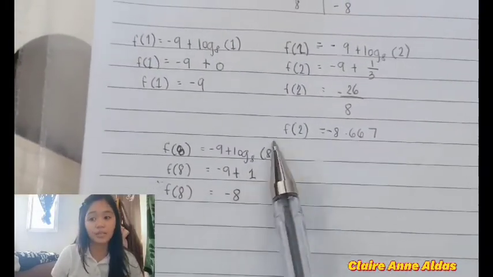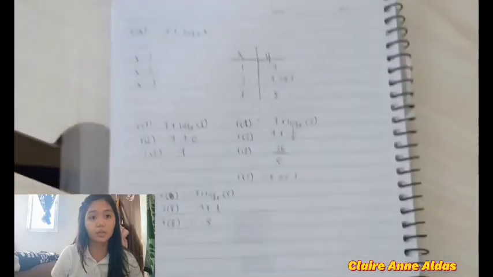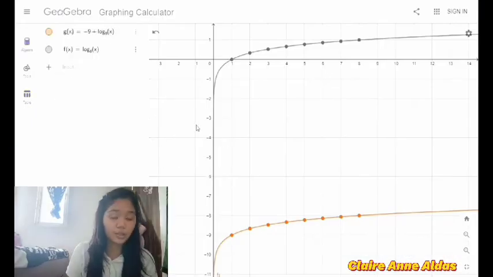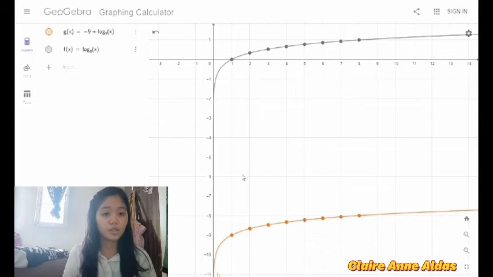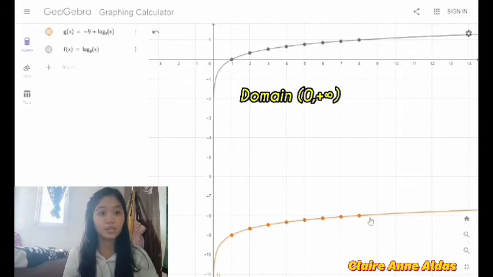As you can see, the base and the x are the same value, that's why it equates to 1, so negative 9 plus 1 equals negative 8. These are the table values, and this is the parent function and the g of x. The domain will be 0 to positive infinity, and the range will always be negative infinity to positive infinity.